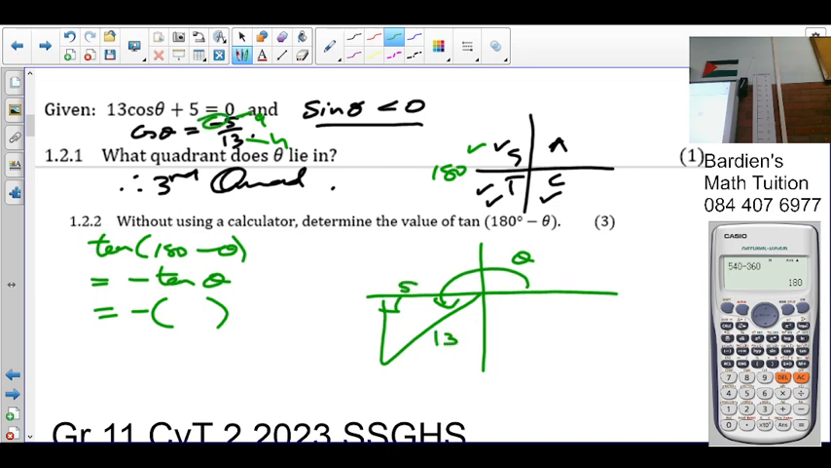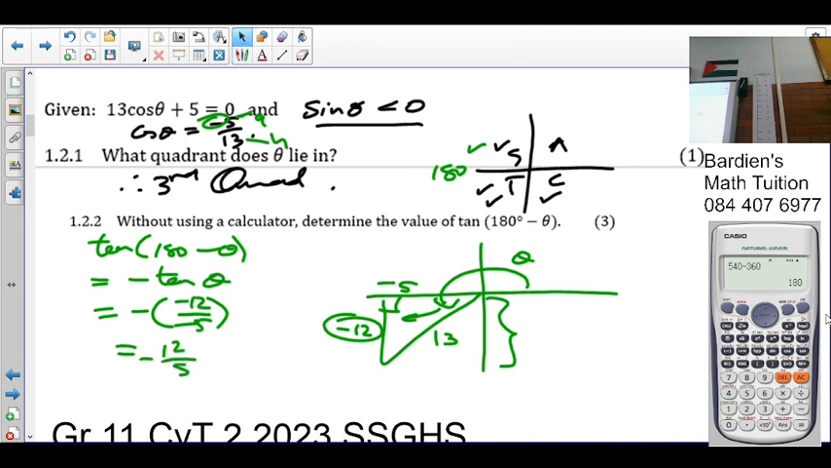Now where does that negative belong? It belongs to the 5. Why? The 5 is on the negative part of the x-axis. The 13 will never be negative. Apply Pythagoras, I then get 12, so it's negative 12, since it's on the negative part of your y-axis here. So tan is opposite, which is negative 12, over adjacent, which is negative 5, gives you an answer of negative 12 over 5. Okay.